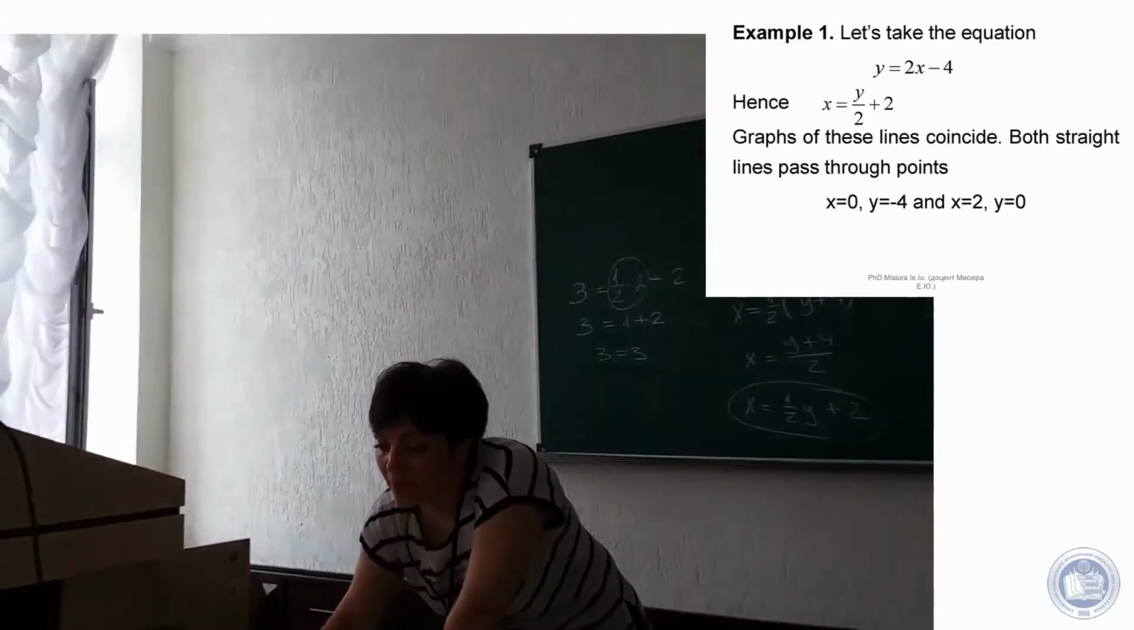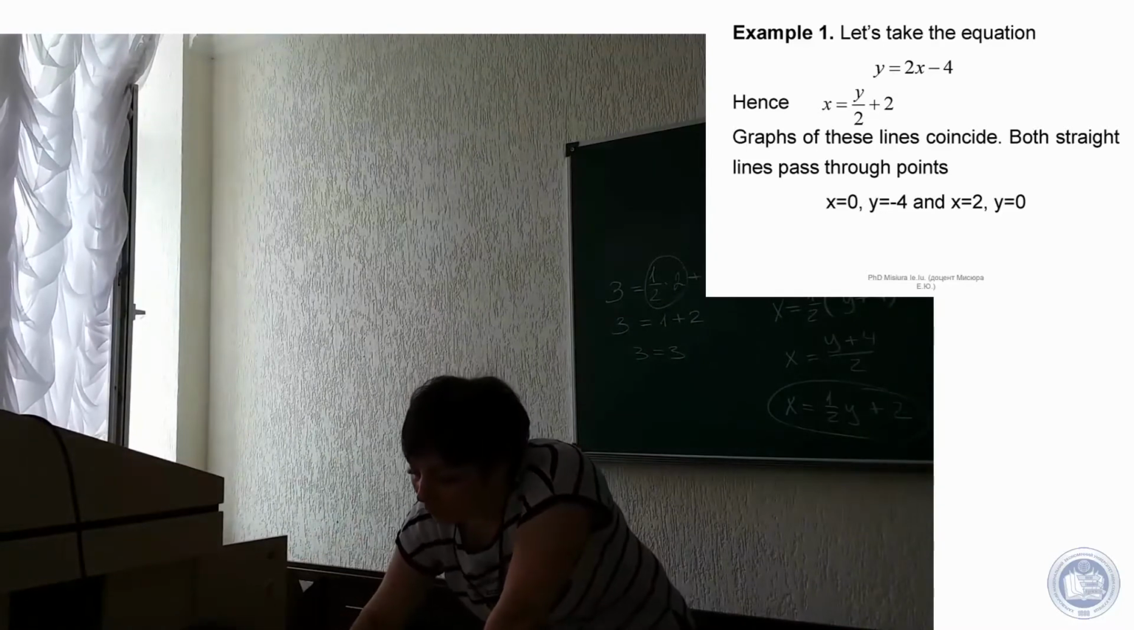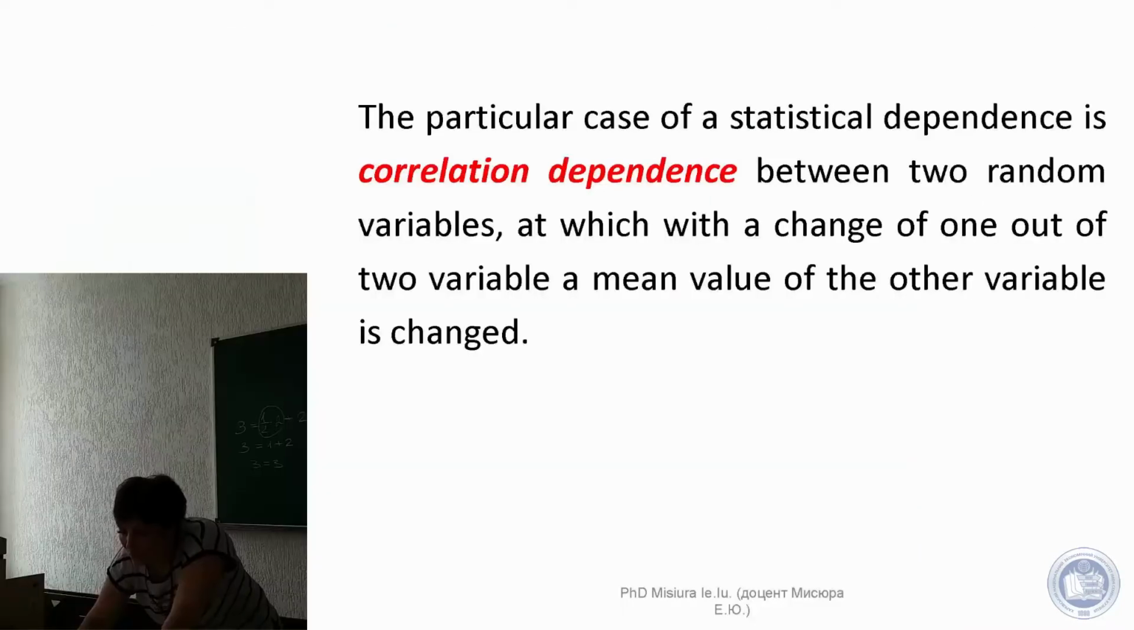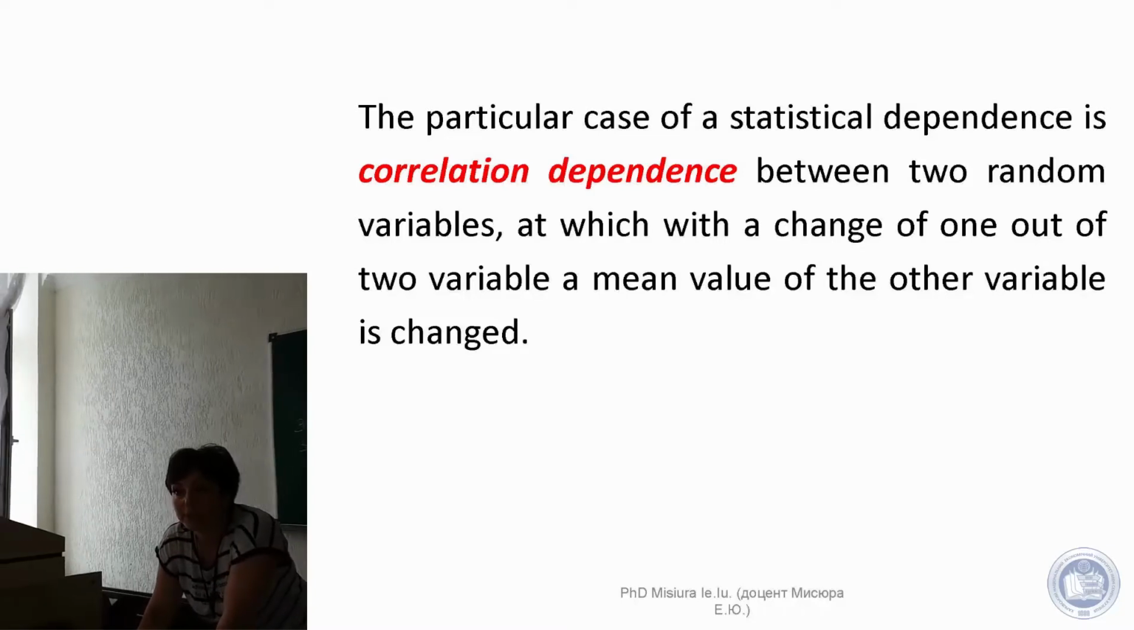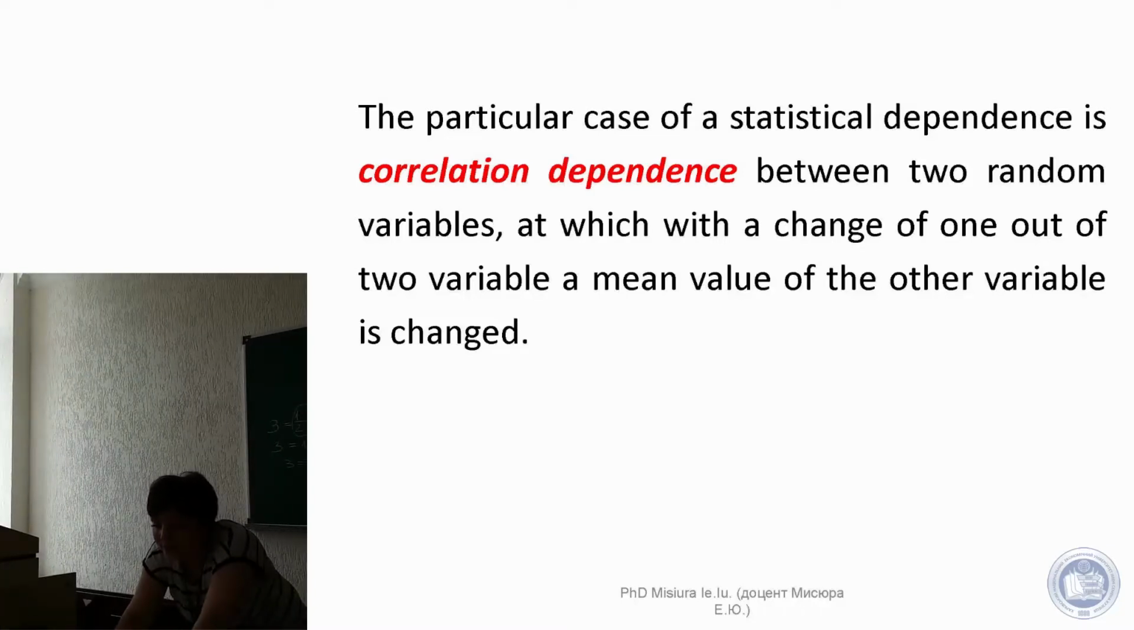Okay, please remember you can take x and get y, or you can take y and get x. Is all clear? Okay, you need to get the functional dependence between x and y. То есть нам нужно будет получить функциональную зависимость. In order to get this dependence, you need to learn the first dependence, which is called correlation dependence. Это у нас корреляционная зависимость. Correlation dependence between two variables, x and y.